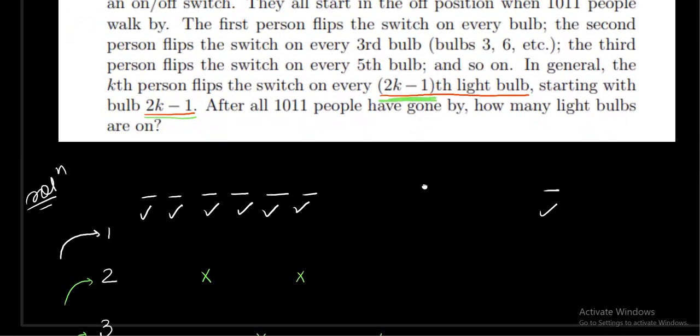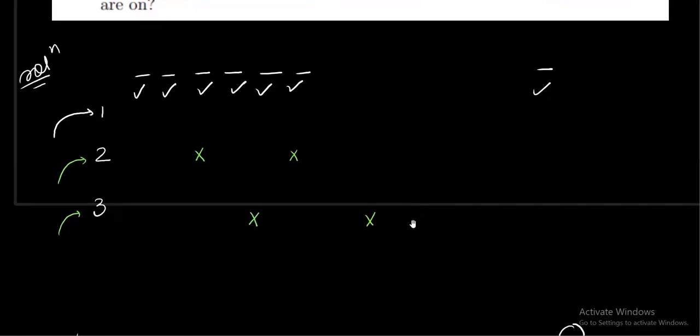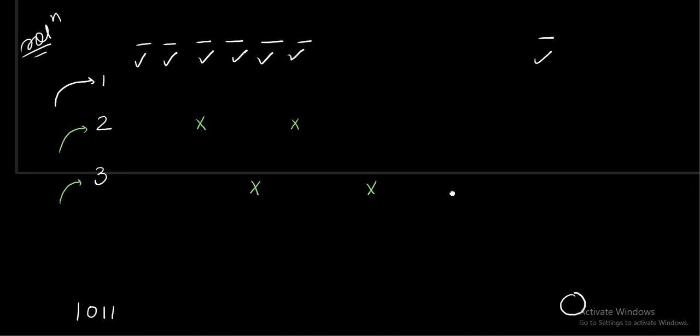So, first of all, we will have to check how many light bulbs are going to be on at the end of the process. This is the question that we want to solve. But let's just have a general look at the question.